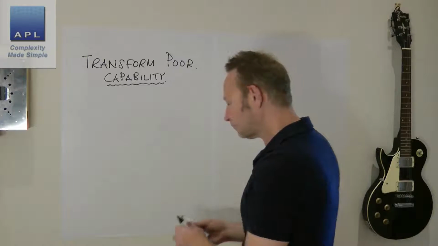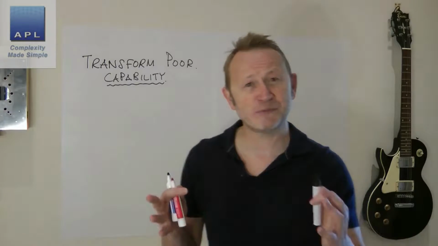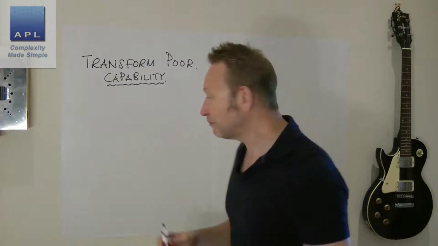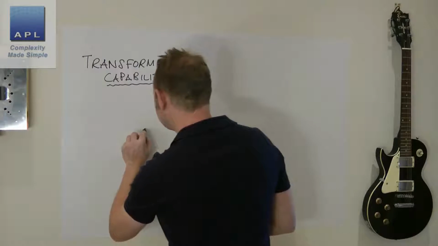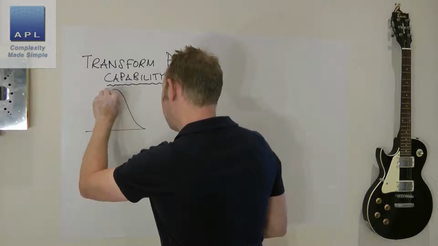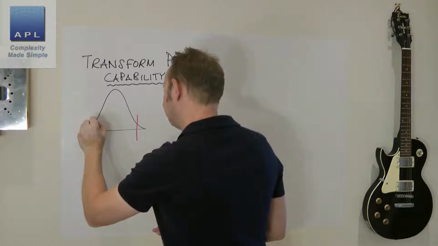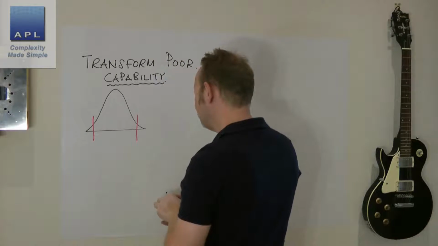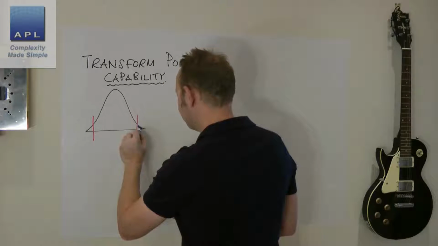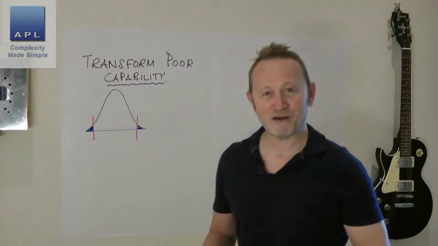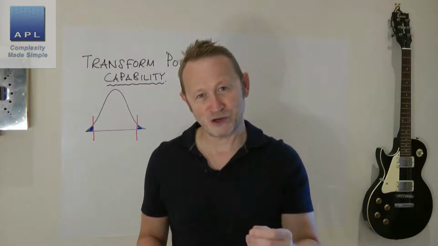So what do I mean? Which capability problem am I talking about? Well, essentially you're going to have two capability problems. One of them is going to look like this. So you have too much variability. You have results hanging out of both sides of the tolerance.